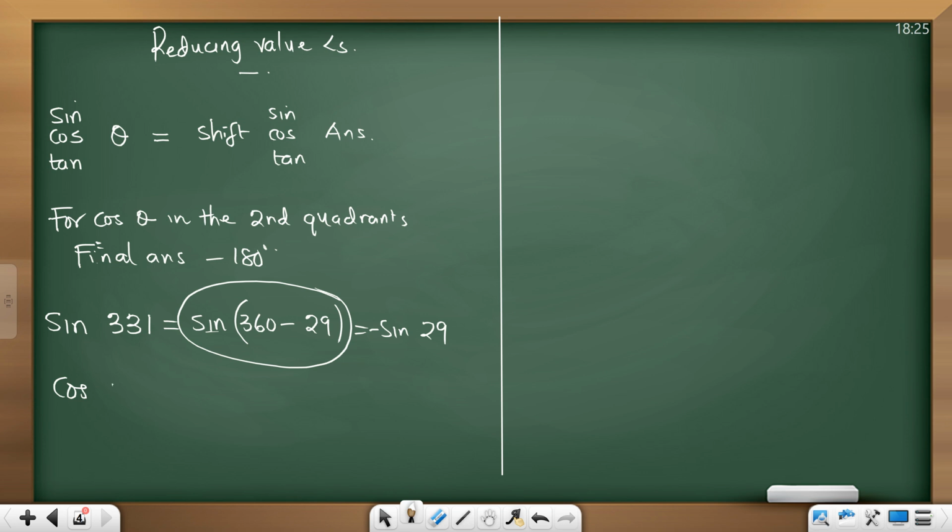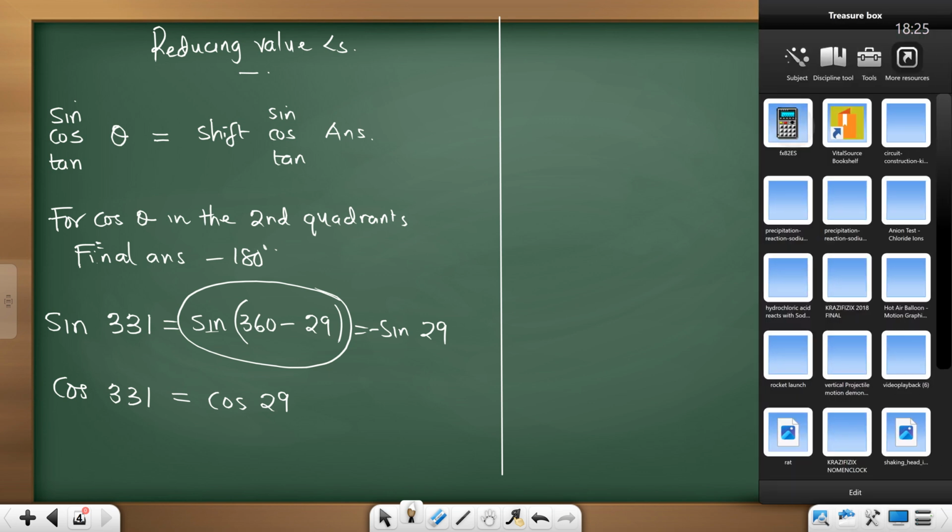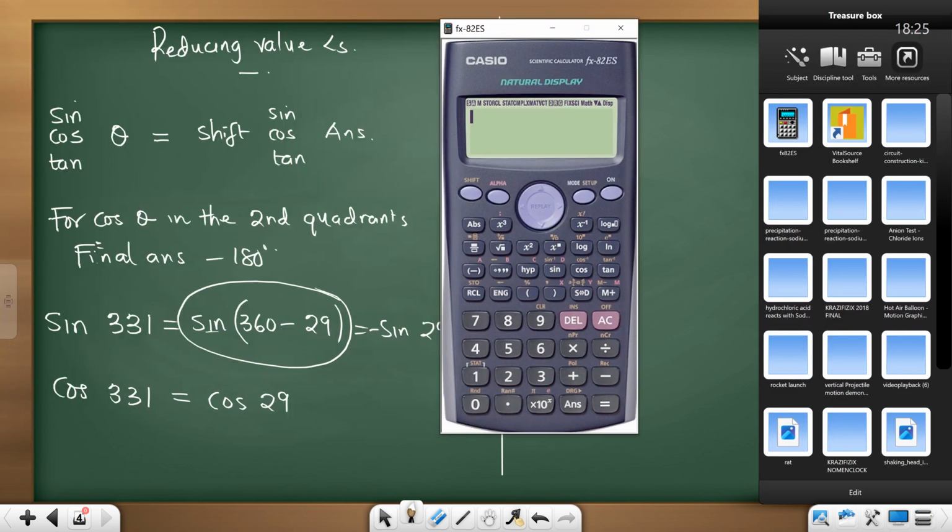Let's try cos 331. What will it be? I promise you it will be cos 29, and it's going to be positive because it's in the fourth quadrant already. But let's check with the calculator quickly. Then we try some good marks here. Cos 331 equals, shift cos, answer. Boom. Positive 29.